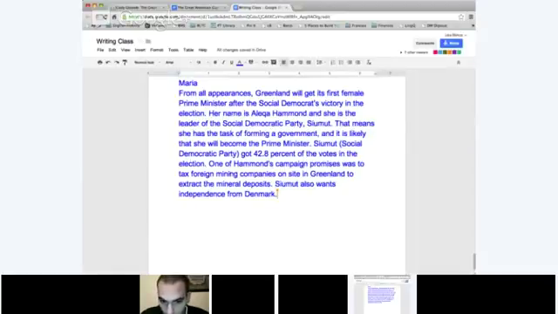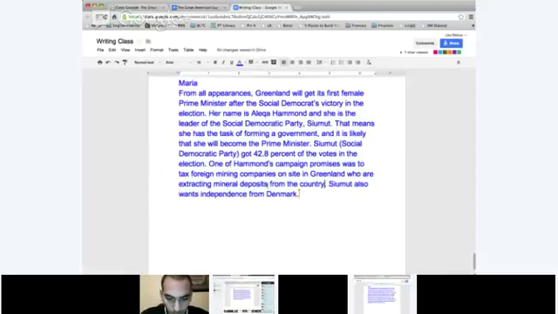One of Hammond's campaign promises was to tax foreign mining companies on site in Greenland. So I was thinking it's more like the foreign mining companies that are extracting the mineral deposits, right? The ones that are doing that. Okay. Yeah. So one of Hammond's campaign promises was to tax foreign mining companies on site in Greenland who are extracting mineral deposits. I would just say it adds emphasis to say like from the country or something like that. They're taking them out of Greenland, I assume, extracting them and then moving them to other parts of the world. Yeah. And Siumut also wants independence from Denmark.